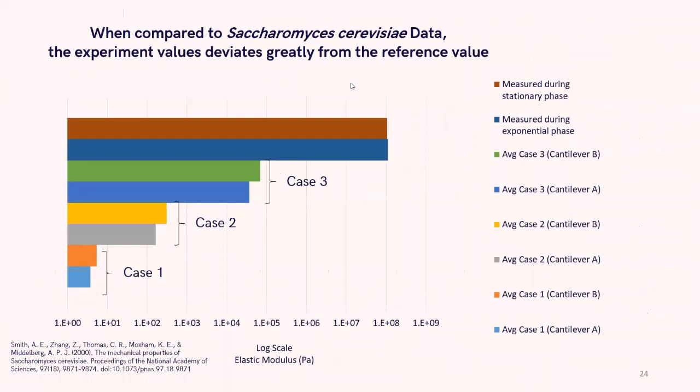When compared to Saccharomyces cerevisiae, all of the experiment values deviate greatly from the reference values. Case 1 deviates by 8 orders of magnitude, case 2 deviates around 6, and case 3 deviates around 4.